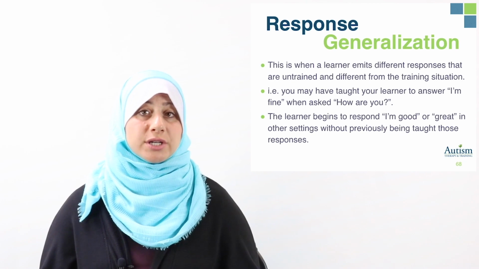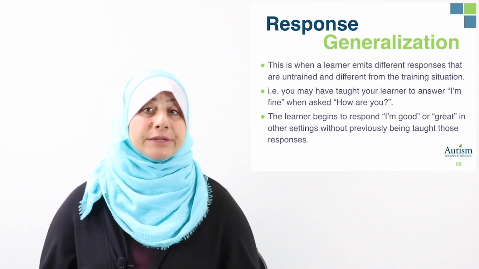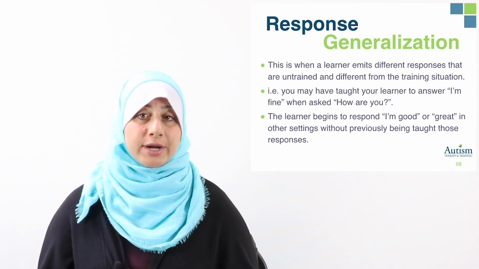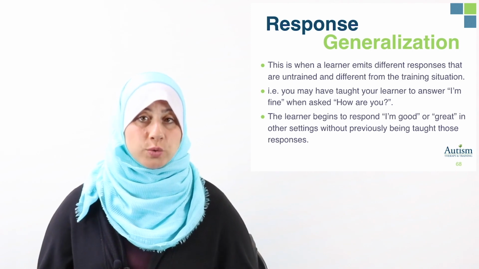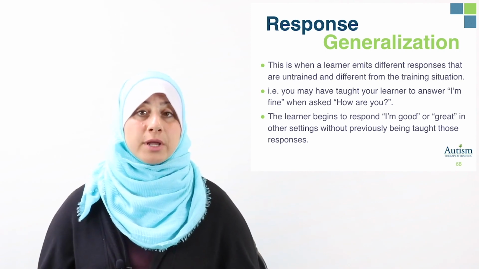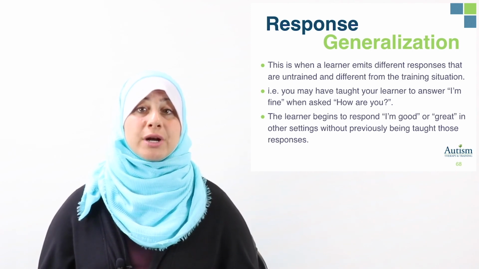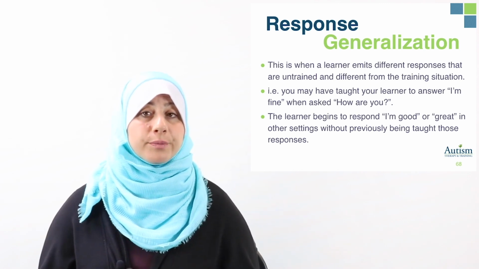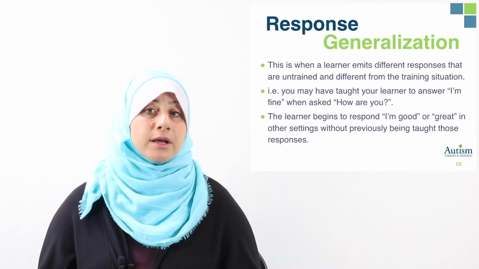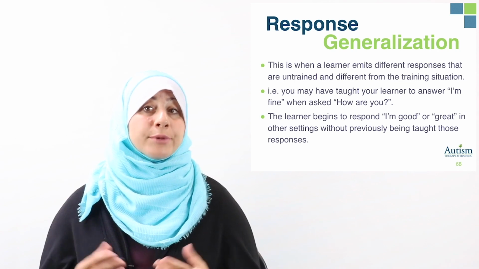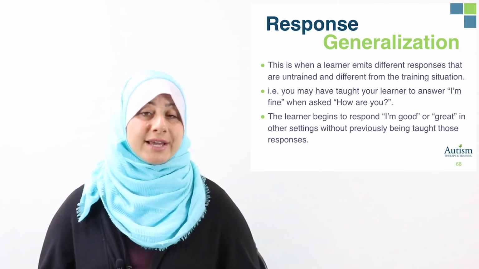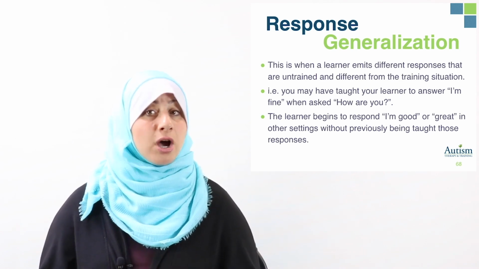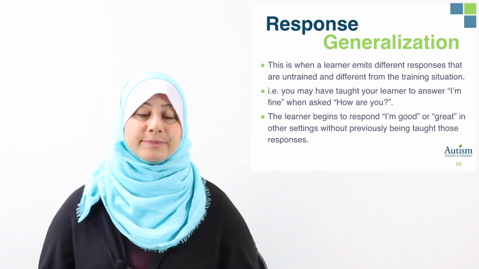Response generalization. This is when a learner emits different responses that are untrained and different from the training situation. For example, you may have taught your learner to answer, "I'm fine," when asked, "How are you?" But then, the learner begins to respond, "I'm good" or "great" in other settings without previously being taught those responses.